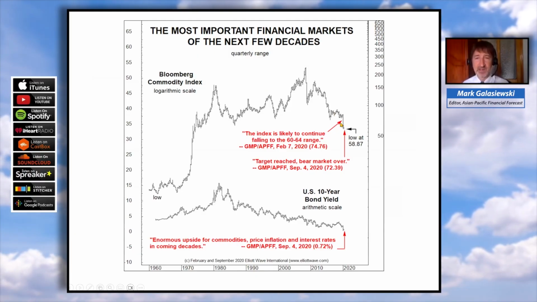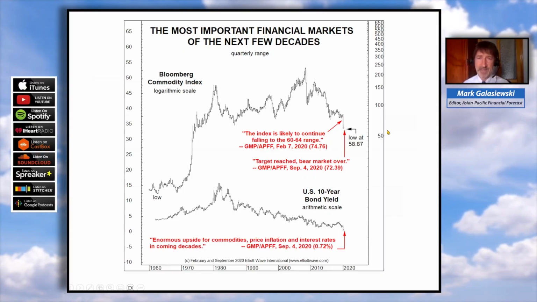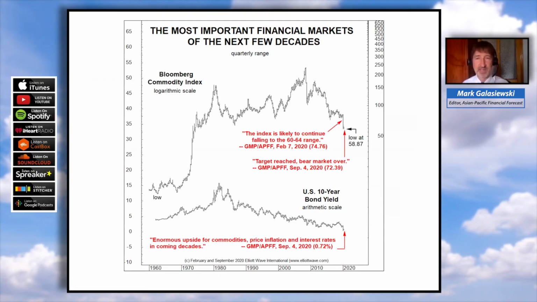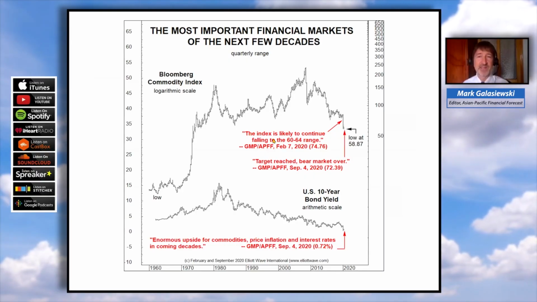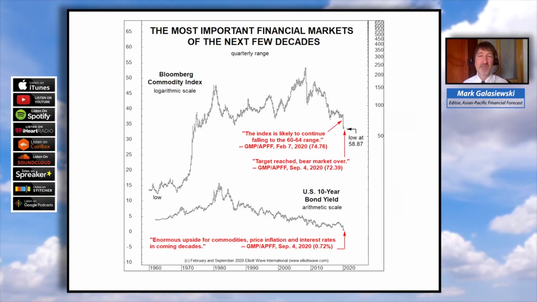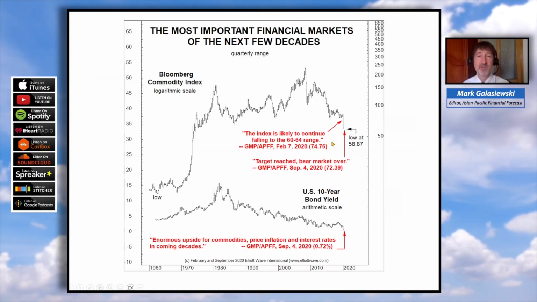Again, back in early 2020, February 2020, during the coronavirus crash, remember that one, I was looking at this pattern that I'm about to explain, the expanded flat correction in the Bloomberg Commodity Index, and using that, I was able to identify that the index is likely to continue falling to the 60 to 64 range. And the actual low, which occurred a few months later, was at 58.87. Again, it's not pinpoint accuracy, but this analysis and this methodology, Elliott Waves, gives you the ability to target within a general range sometimes, and even a tradable range to identify opportunities.